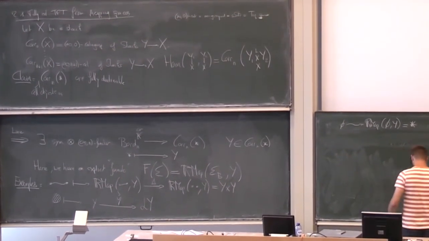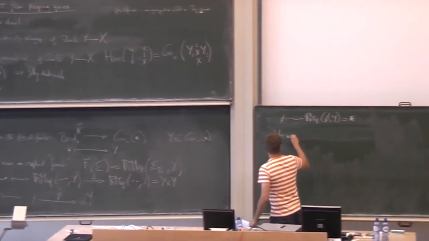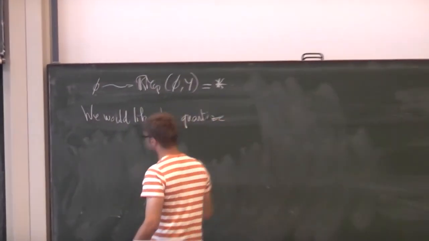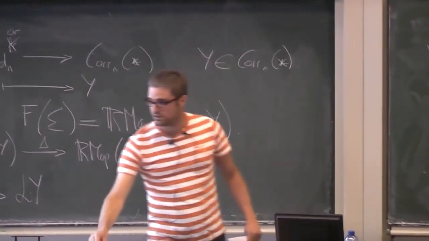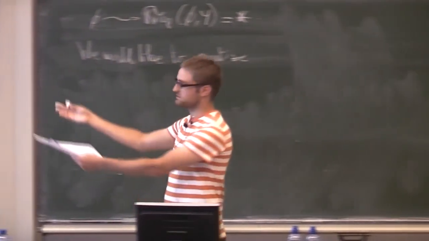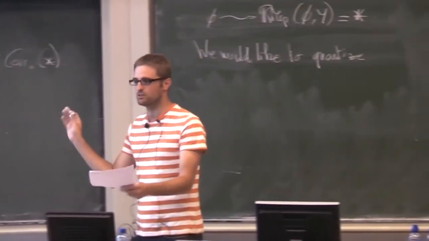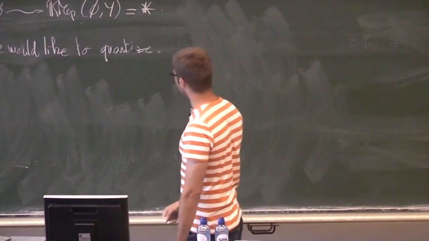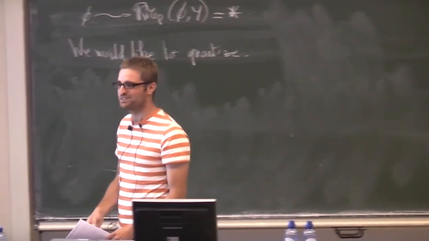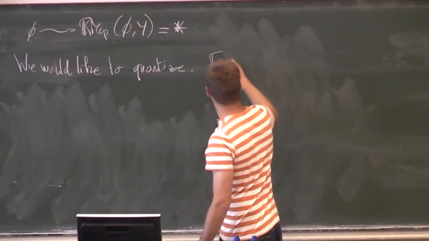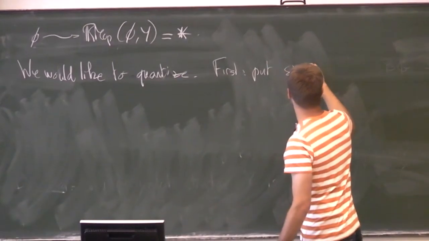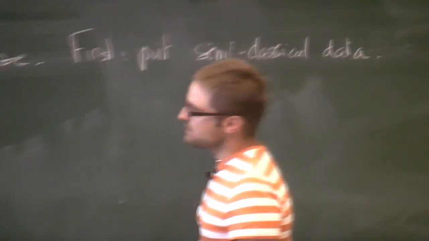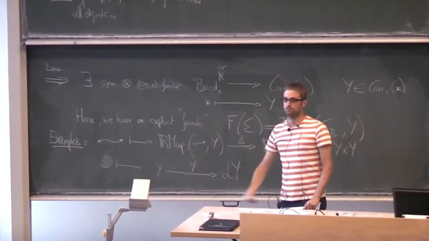So that's okay. Now what we would like to do is to quantize this. I mean, this is definitely not discrete enough, and this is also not linear enough. By quantizing, we would like the same kind of things, but with values, I don't know, in a category of vector spaces or chain complexes, something which is more linear. And if we want to quantize, I was told when I was a child that we first have to look for a symplectic or Poisson structure. So first, put some kind of semi-classical data in this. So the main idea will be to replace this category of correspondences by a category of Lagrangian correspondences.